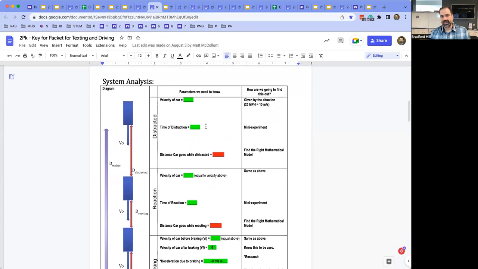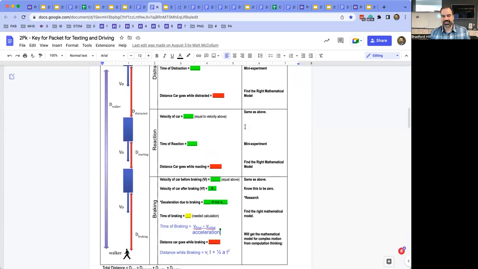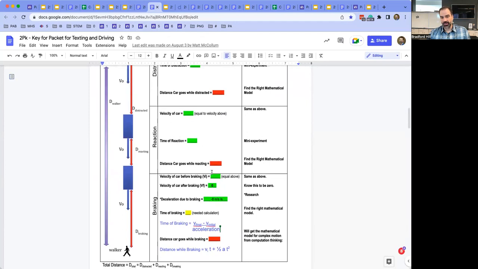They'll put that back in, and sorry, I skipped over a couple things here, but the velocity of the car we get from the video, and the time of distraction. There were many experiments that I skipped over. I went all the way down to here. The deceleration due to braking we got from the reading. Now we need to find the time of braking.